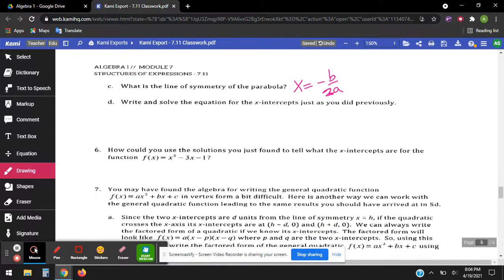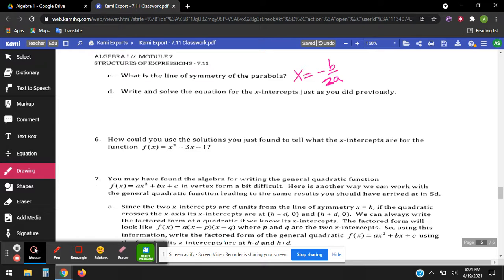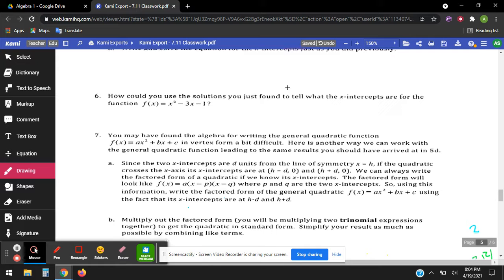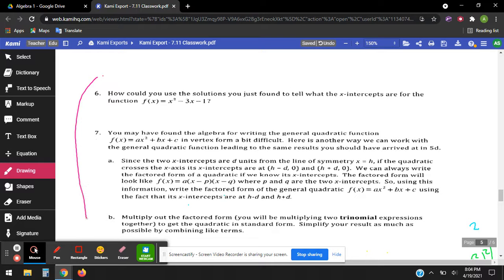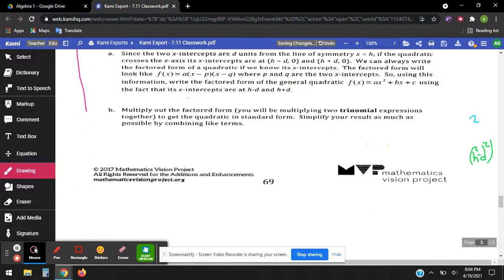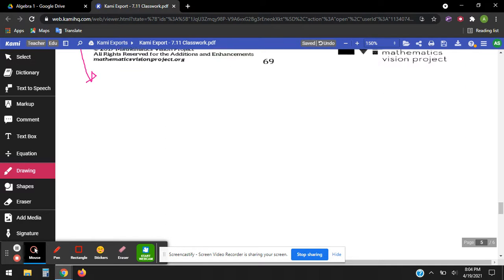All right, so now write and solve an equation for the x-intercepts as you did previously. So I'm actually going to do this one all the way down here because we're going to need a lot of space for this. And here's kind of our proof for it. So I just remember to have to scroll up when I'm done here. All right, so what I started off with what I had up there before.